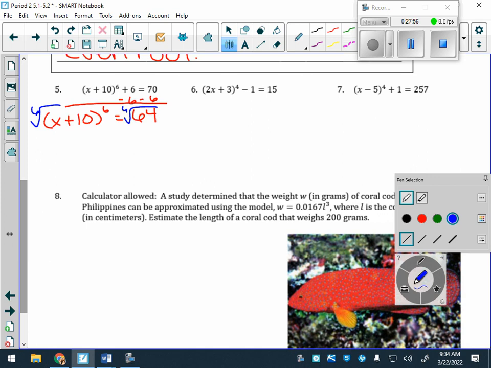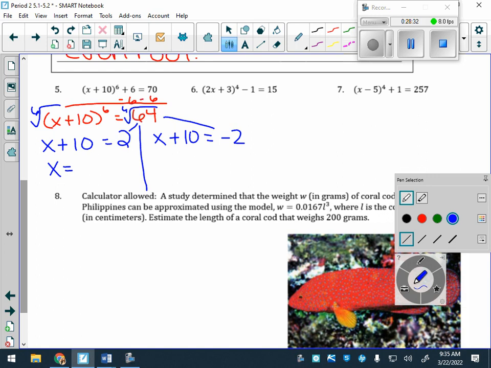Now, is the 6th root an even root? Yes. So we have x plus 10 equals, and x plus 10 equals. So, since it's an even root, the 6th root of 64 was 2. But I also have negative 2 because it's the plus or minus. Okay? Even root, you will have 2 possible answers. And now we solve for x.